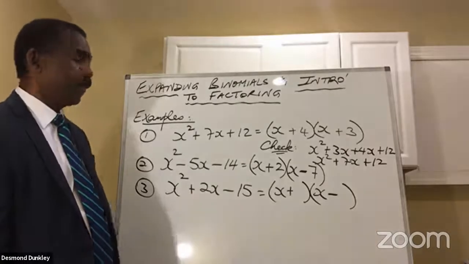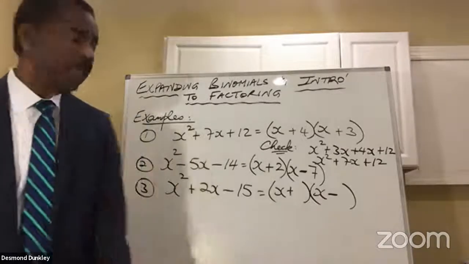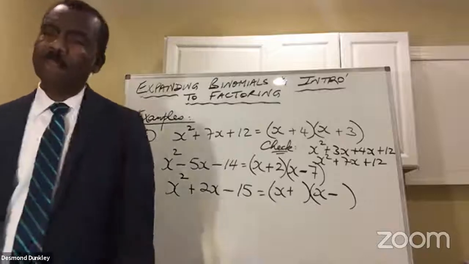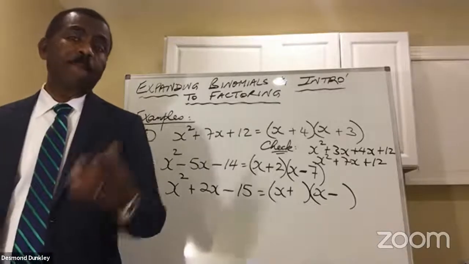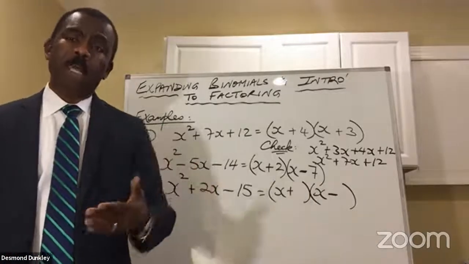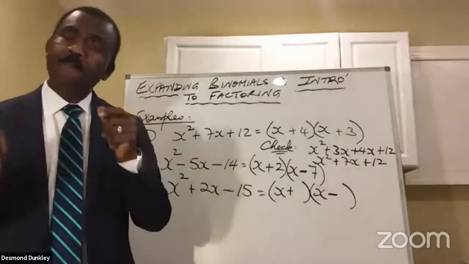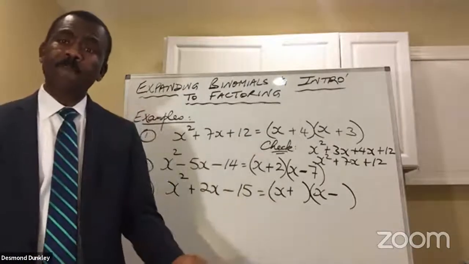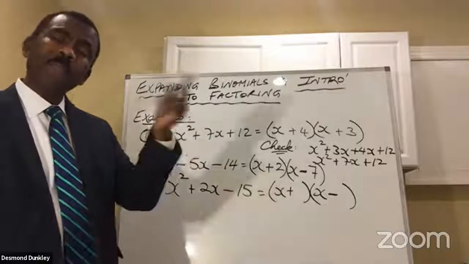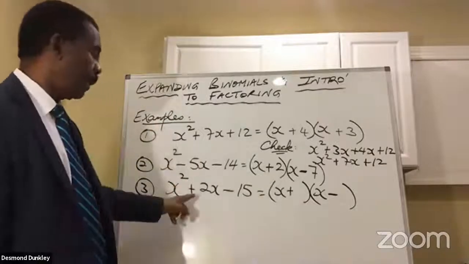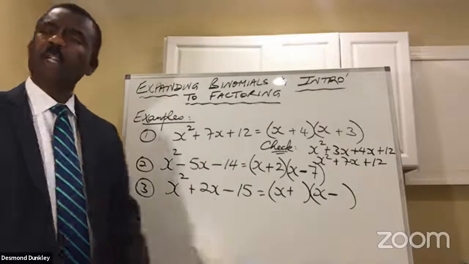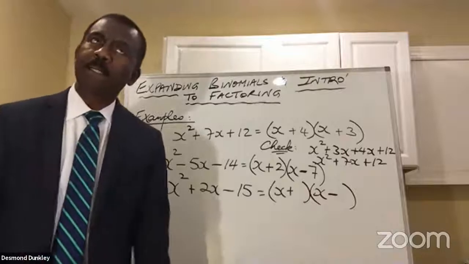Okay? So, what two numbers multiply to give us negative 15? Well, we know that 15 and 1, where one is negative and one is positive, will give you negative 15. But when you add those two numbers together, you will not get positive 2. So it could not be 15 and 1.